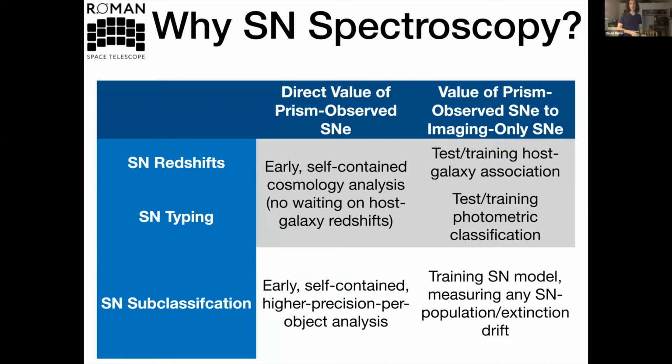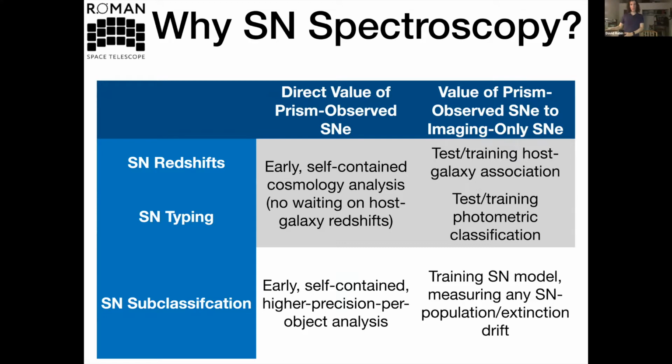So getting redshifts and typing just on the Prism observed supernovae lets you do an early, fully self-contained cosmology analysis, which I'll show you, depending on your assumptions, might give you a figure of merit in the 200 to 400 range. So that's pretty exciting, and it would be Roman only plus ground-based supernovae for nearby supernovae.